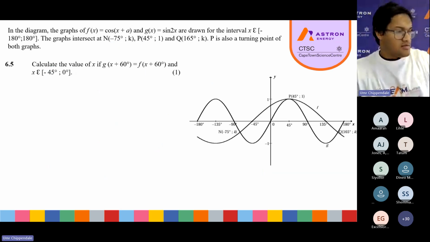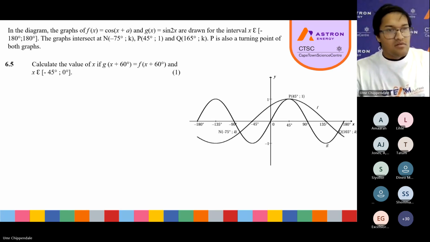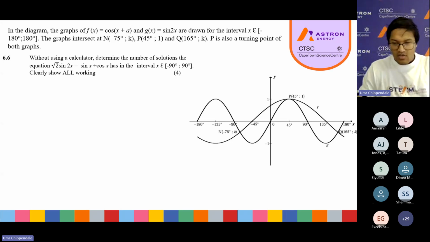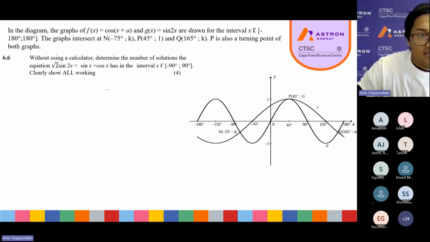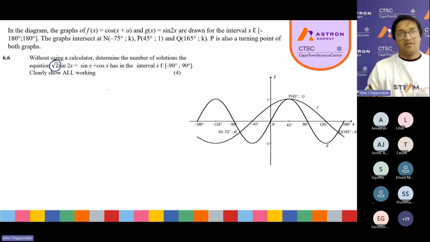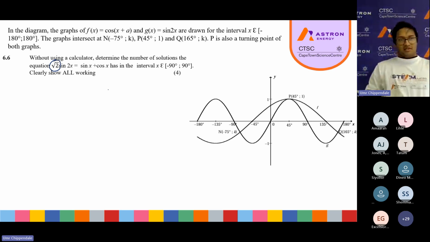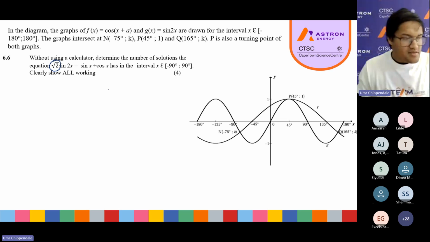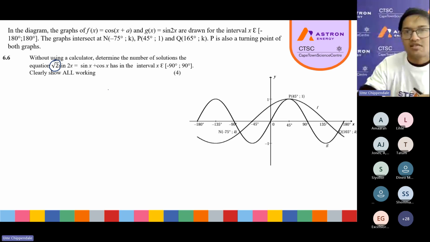Now, we're moving on to 6.6. This is a 4-mark question, and usually when people see this they get a bit nervous. But let's read what it says. Without using a calculator, determine the number of solutions the equation square root 2 sine 2x is equal to sine x plus cos x has in the interval x is an element of negative 90 to 90 degrees. Clearly show all working out. This is worth 4 marks.